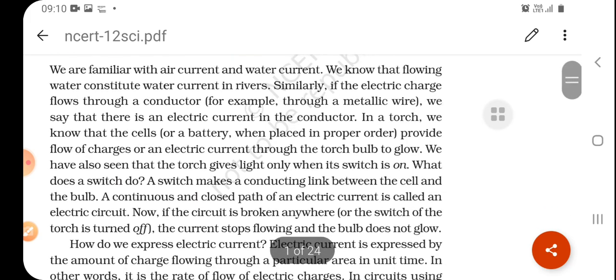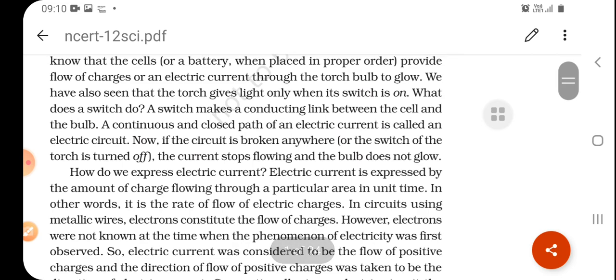How do we express electric current? We have to express this electric current in some expression, and the expression comes from this definition. It is the flow of charge per unit time. The actual definition of electric current is the flow of charge, or the amount of charge flowing through a particular area in unit time.